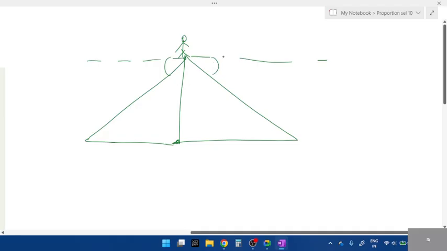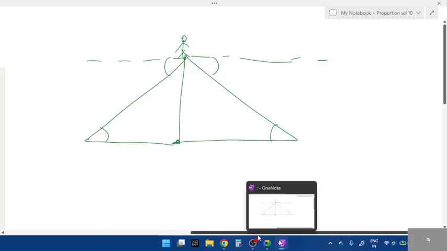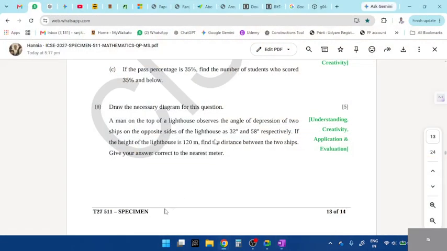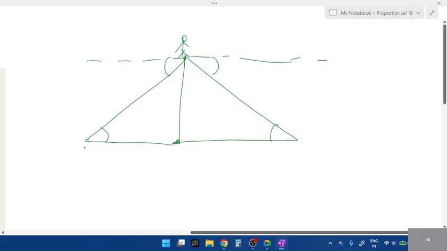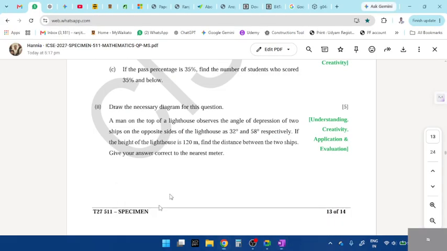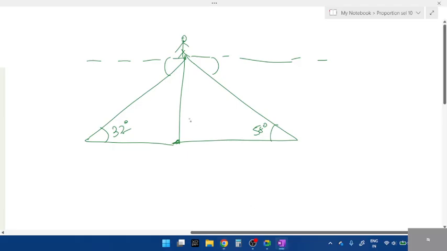And I told you, angle of depression, elevation, it doesn't matter. What's the angle formed here? What are the two angles, students? 32 and 58. And 32 and 58, you have to check the table. Okay, 32 degrees is given, 58 degrees is given. And what else information have they given? The height of the lighthouse is how much? The height of the lighthouse is 120. If you give some names A, B, C, and D, this is 120.